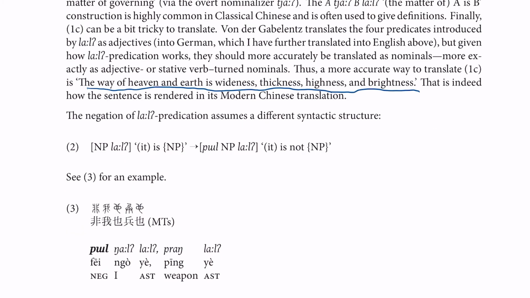The next point is the negation of lao predication. So we have learned how to form a nominal predicate with the final particle lao, but how do we deny it? We use a different syntactic structure. So here in 2, we begin with the positive structure. We have a nominal phrase followed by lao, which means it is that nominal phrase. And then to negate this, we put a particle pull in front of the nominal phrase. So this bit here is exactly the same as the positive template. We just put a pull in front of that. And pull just means is not or be not.